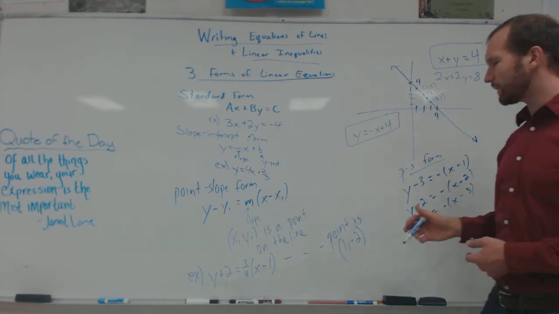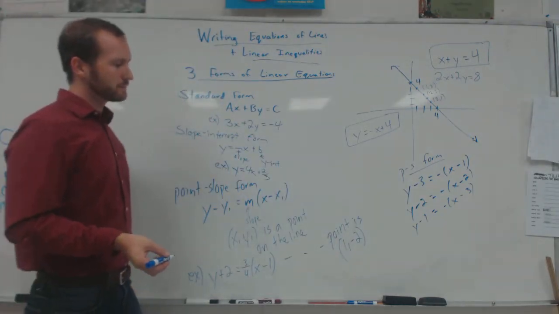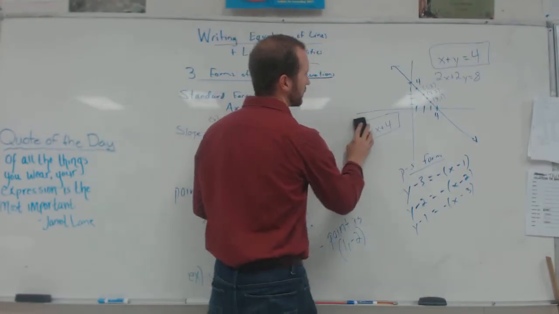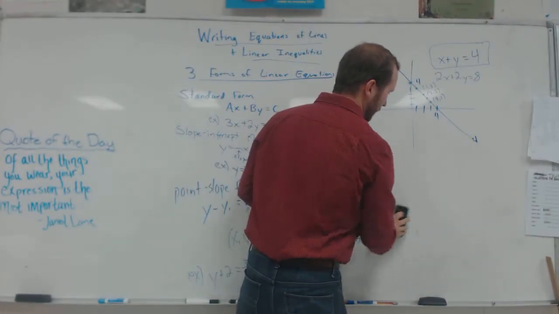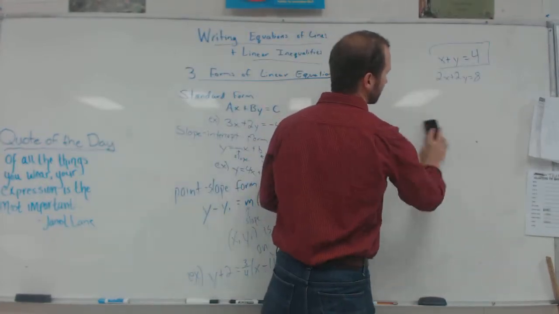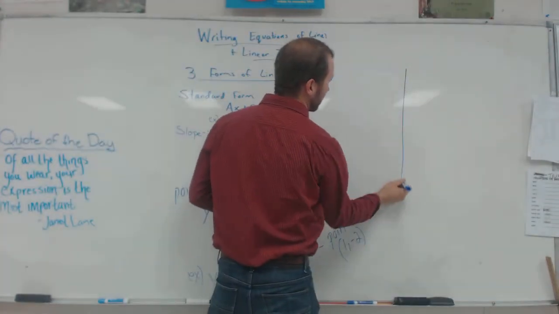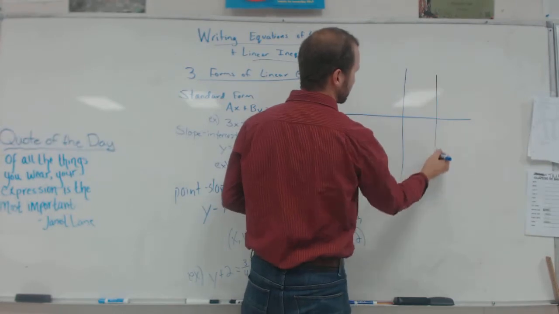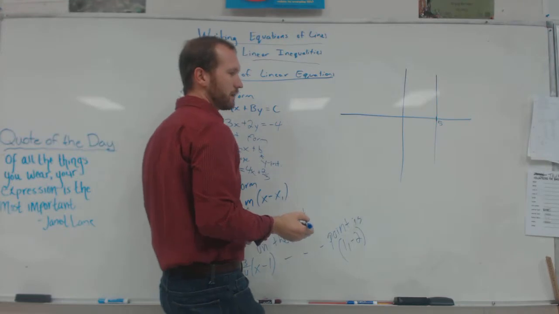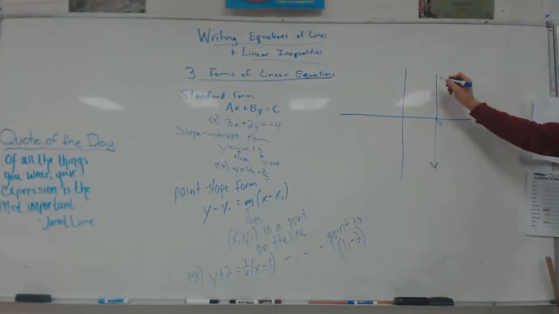Right? Now, of course, there's a couple exceptions to that rule. And there's a couple cases when these forms of lines don't actually work. So, what if I have a line like this? Let's call this 5. How would I write the equation of this line?